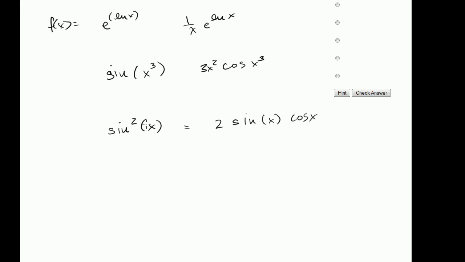So we could keep going on and on, but we only want one level of the chain rule happening every time we do this.